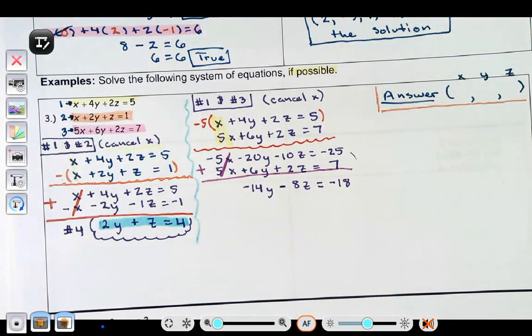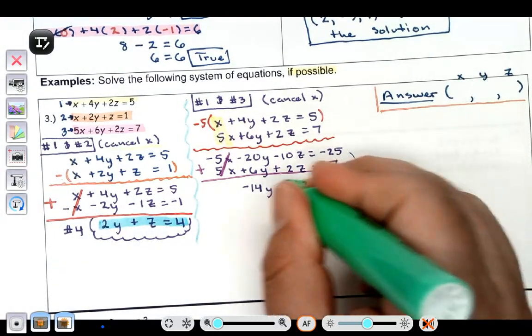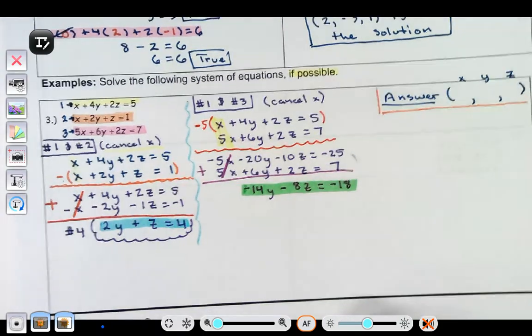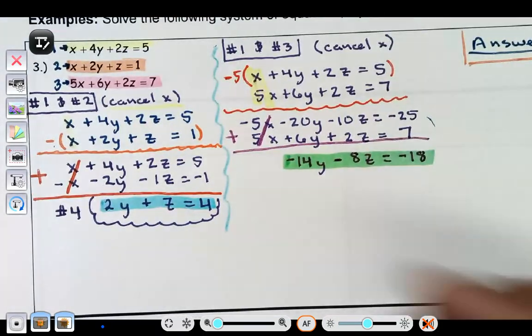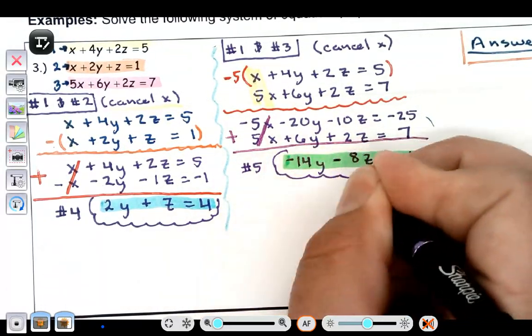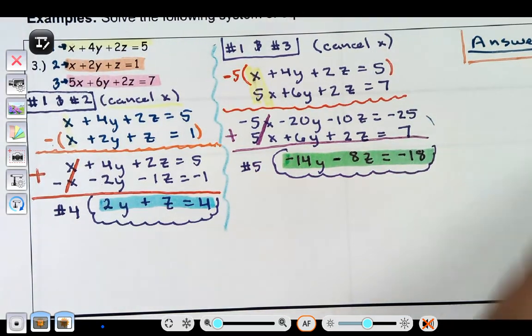What we just did, we created our 5th equation of the problem. That right there is our 5th equation. All right, so I'm going to call it number 5. Okay. We still don't know what any of our letters are. I don't know what X is. I don't know what Y is. I still don't know what Z is. But we're getting closer to that.